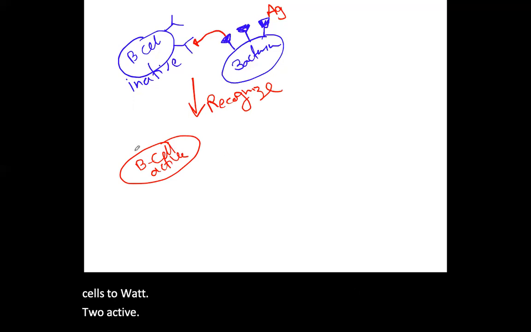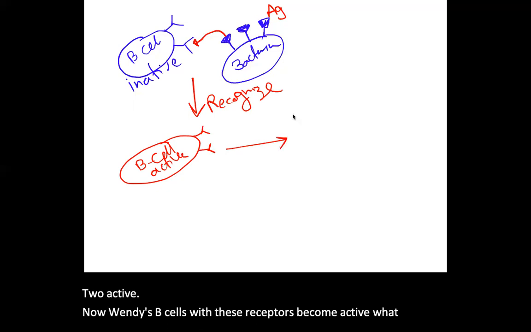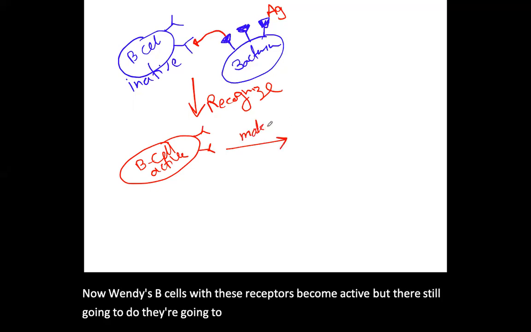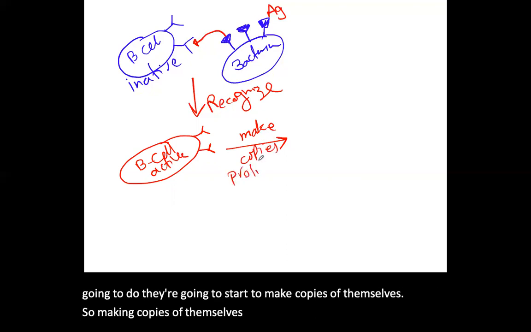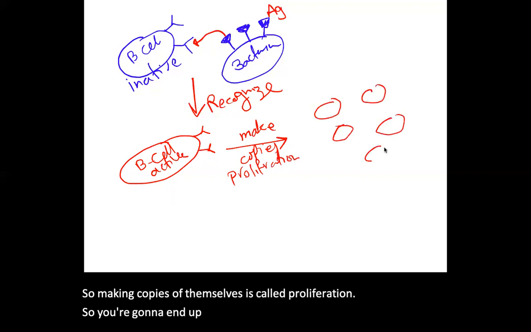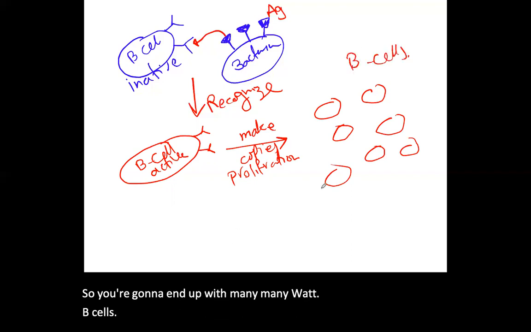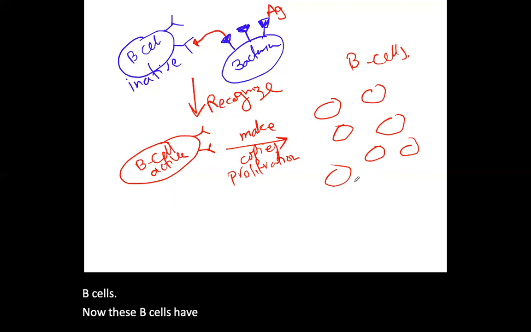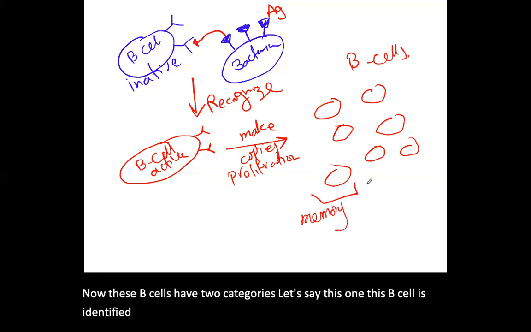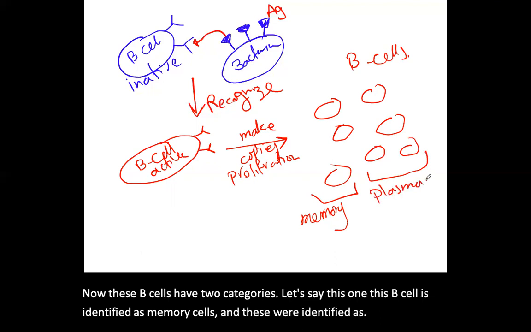Now, when these B cells with these receptors become active, they're going to start to make copies of themselves. Making copies of themselves is called proliferation. So you're going to end up with many what? B cells. Now these B cells have two categories. Let's say this B cell is identified as memory cells, and these are identified as plasma cells.